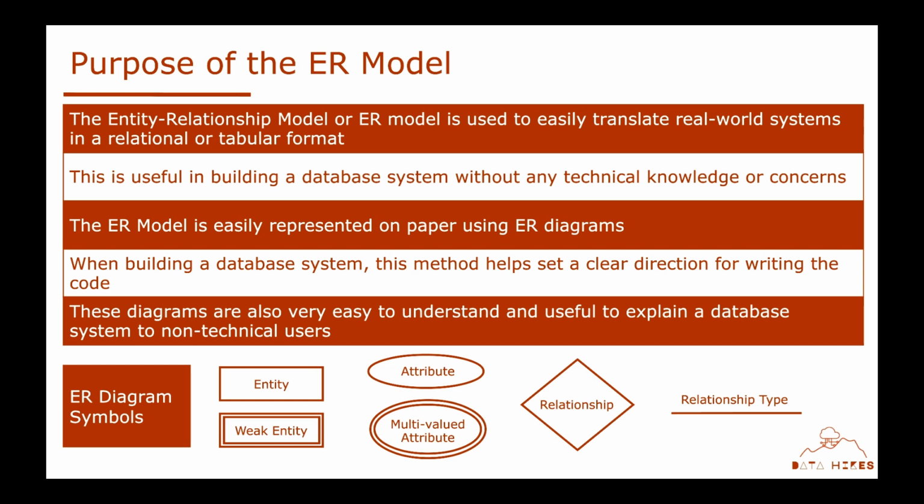There are various symbols that go with an ER diagram, like we see here: rectangles, ellipses, diamonds, lines, etc. And we'll get into what each of these mean as we move through this lecture.